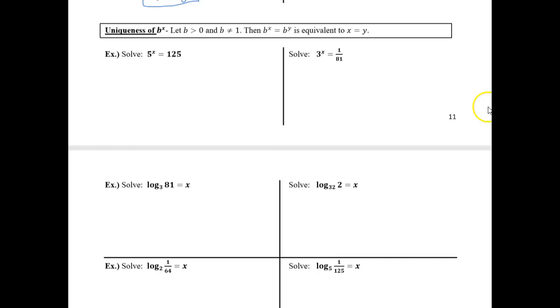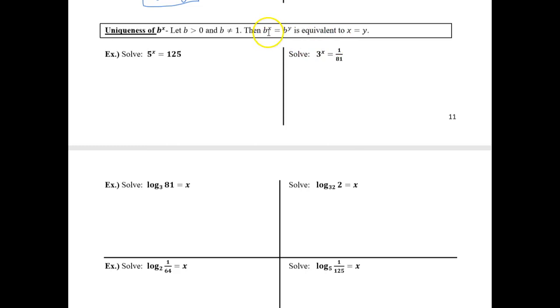The next thing we need to talk about is the uniqueness of b to the x. So we're just going to briefly talk about this and remind ourselves before we go into solving some more complicated logarithmic equations. So this property says that if b is greater than 0 and b is not equal to 1, so that's been true for all of our bases, then b to the x equals b to the y is equivalent to x equals y.